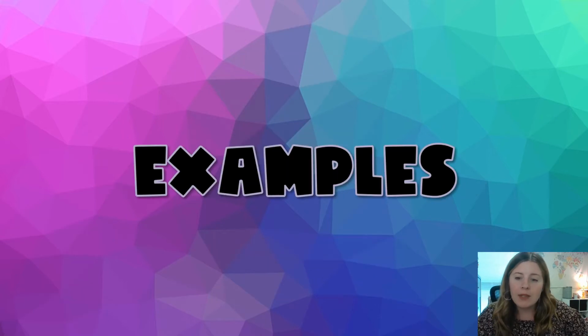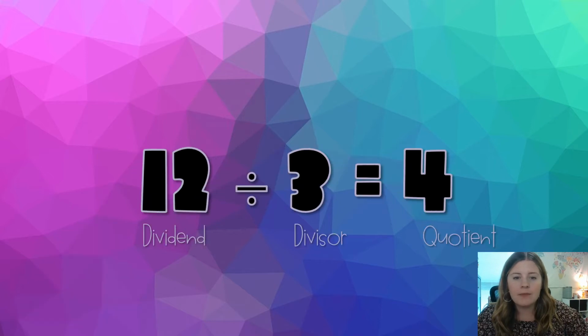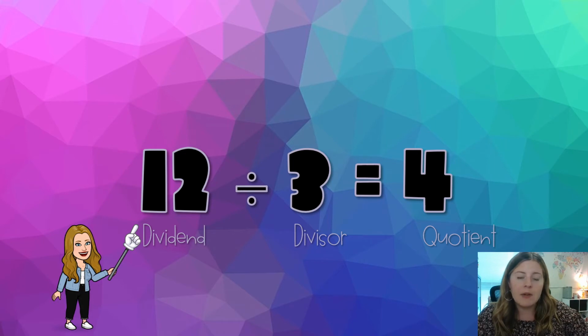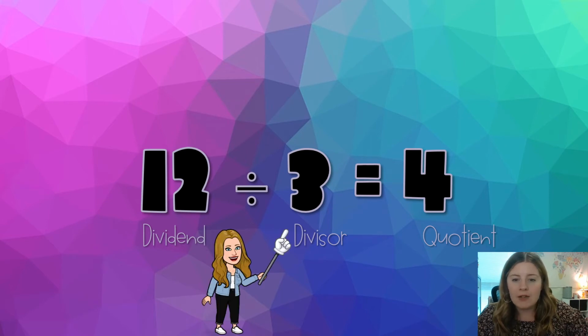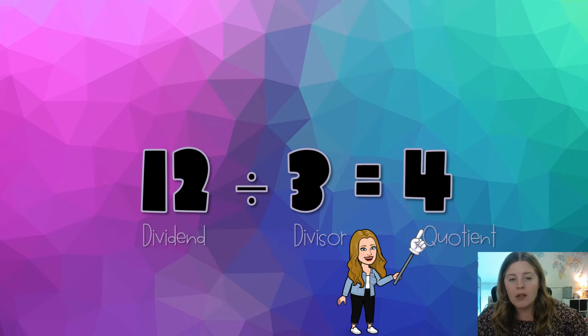And so that we can apply that vocabulary, we're going to go through some examples. So we're going to learn how to apply what we just learned about vocabulary. So this is an example of a dividend. A dividend is the number that is being divided. It's the bigger number usually, the bigger number that is being split up into smaller pieces. The amount of pieces that's being divided into is the divisor. So 12 is the dividend, 3 is the divisor, and then our answer or our quotient is 4. So 12 divided into 3 groups equals 4 things per group.